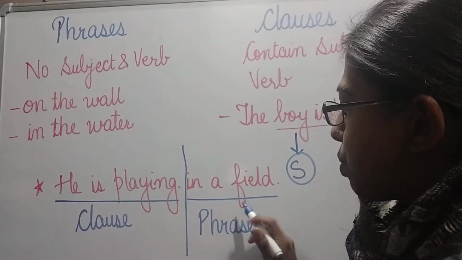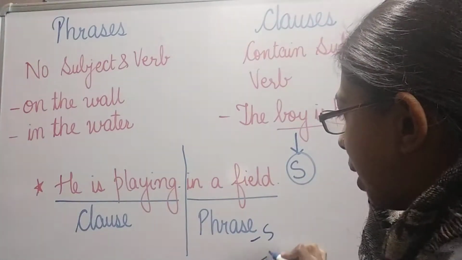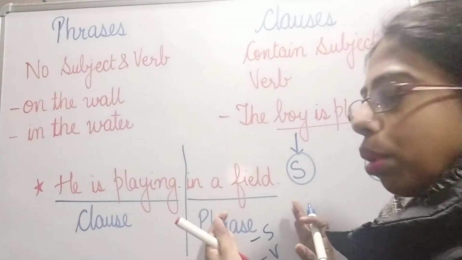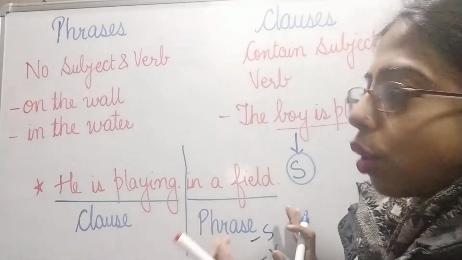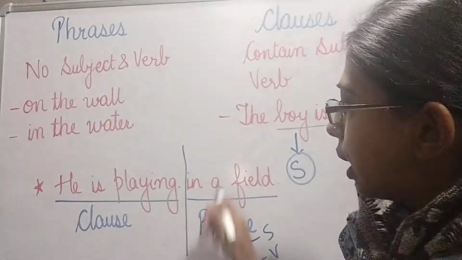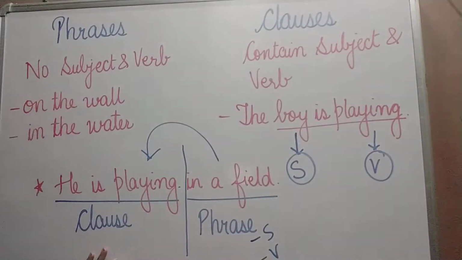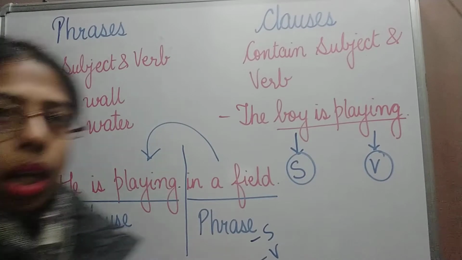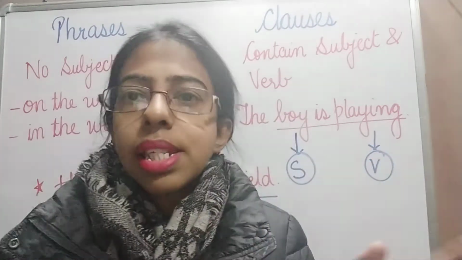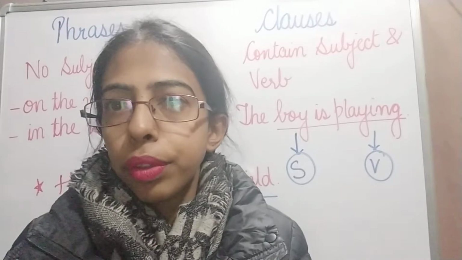And the part, in a field, is a phrase. Because here, subject and verb are missing, minus subject, minus verb. There is no subject, no verb here. So, it is a phrase. It is not conveying the complete meaning. It needs something to complete. But if I talk about this part of the sentence, he is playing, it has a subject and a verb, and therefore it is a clause. I hope the basic definitions of phrases and clauses are clear to all of you.